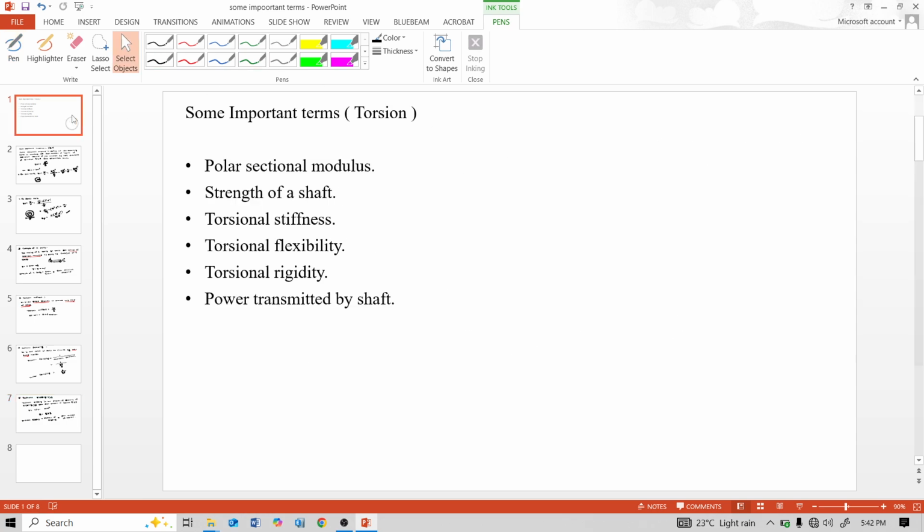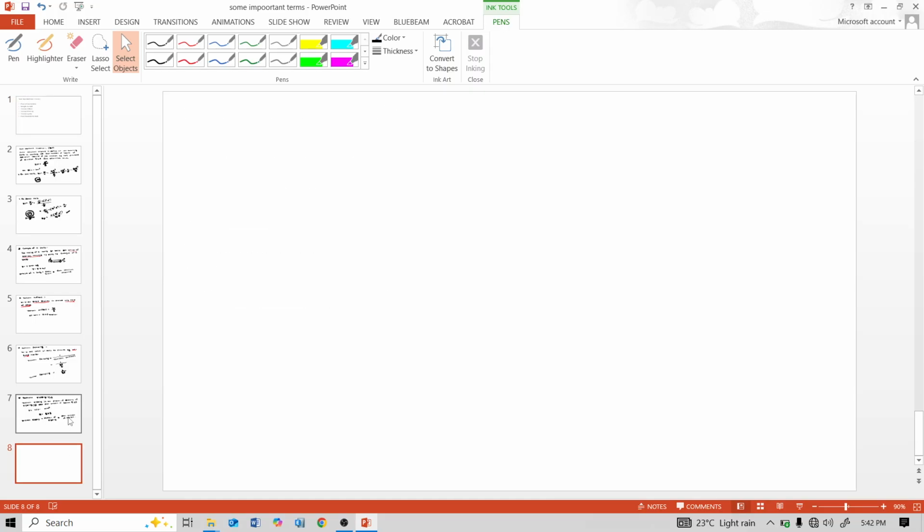And last technical term is power transmitted by shaft. Power transmitted by shaft is the product of average torque and corresponding angle turned per unit duration of time. That means power is equal to average torque multiplied by angle of rotation.